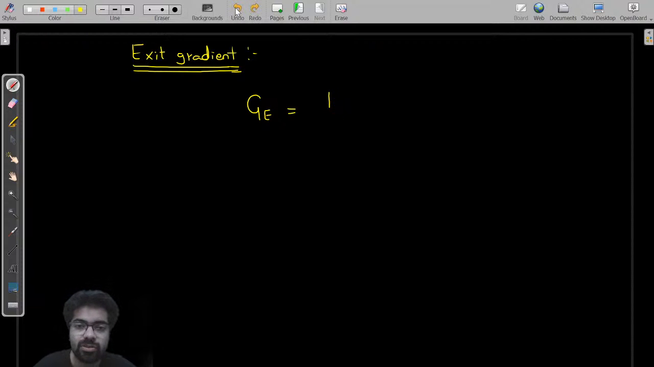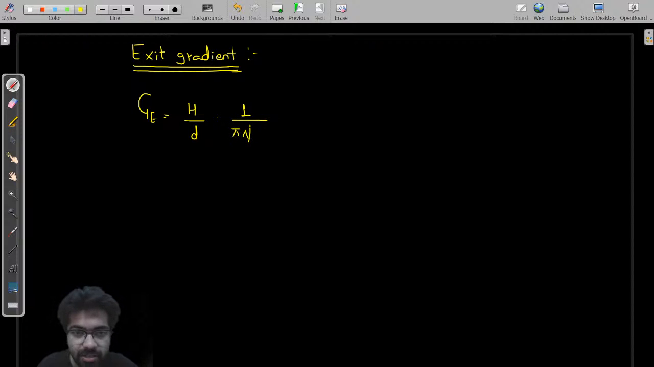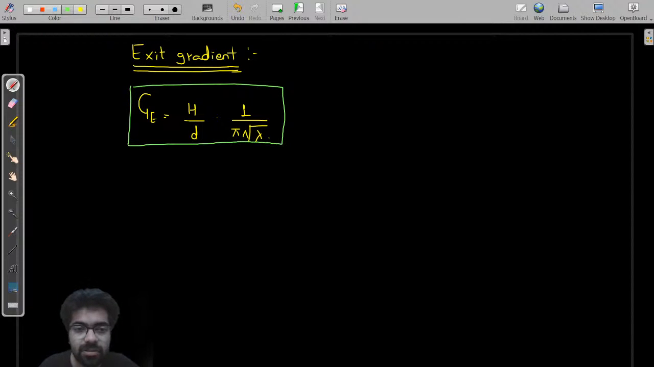Wait, let me write it here so that we can solve the question also. Yes, exit gradient is equal to H by d, 1 by pi under root lambda. This formula is very important. This is your formula, my dear friends. Now let me write down the full form of each thing. First, lambda also. Lambda is 1 plus under root.